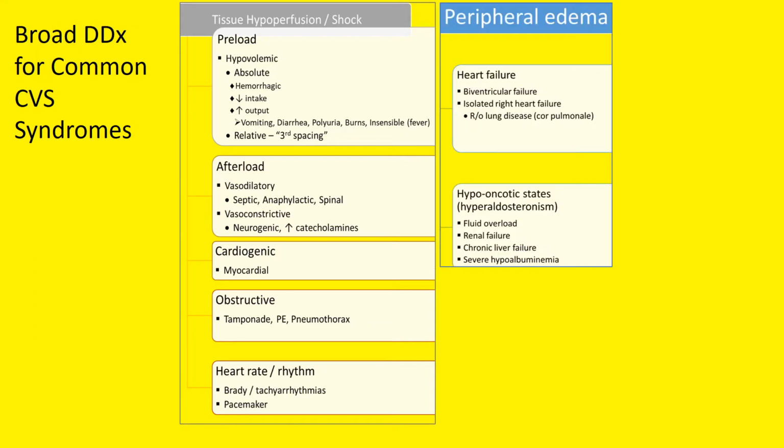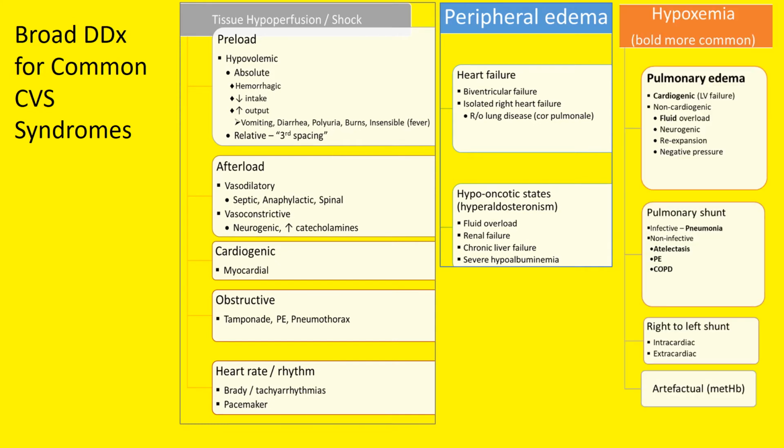Then when you have a syndrome of peripheral edema, you have to think of heart failure, which can either be biventricular failure, because if you have left heart failure, why should it cause peripheral edema? It'll only cause it if you have backward congestion through the right ventricle as well. So you can have biventricular failure, or the left heart is fine but the right heart is the problem. And when you have a right heart problem, you always have to think, this is lung disease I'm dealing with. Okay, cor pulmonale. Or the heart may be fine and the whole thing might be a hypooncotic state, which can be because of severe hypoalbuminemia or liver failure, renal failure, fluid overload, and so on.